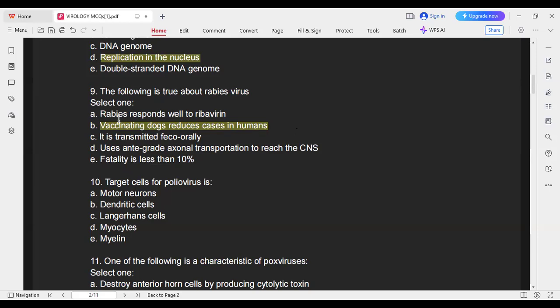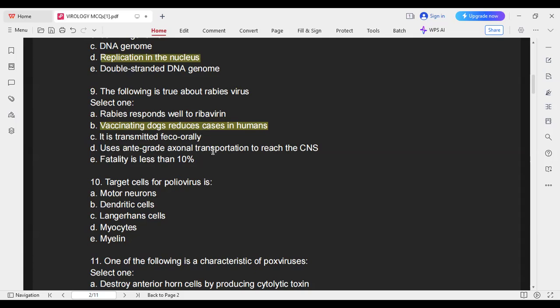Rabies responds well to ribavirin. We said no. This is for another virus. So for rabies, how do we treat? Remember we said post-exposure prophylaxis. And then transmitted fecally, we know that is wrong. It's transmitted via bites or a scratch from the saliva of the dog or any other host. The mongoose, some cats, all those bats.